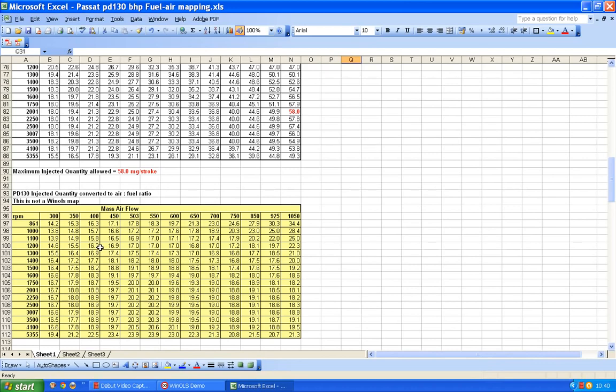So if I'm looking at a map or information on fueling for a car that doesn't have a turbocharger, it would not be surprising to find lots of values somewhere around about 16. That would be a perfectly acceptable value to find.